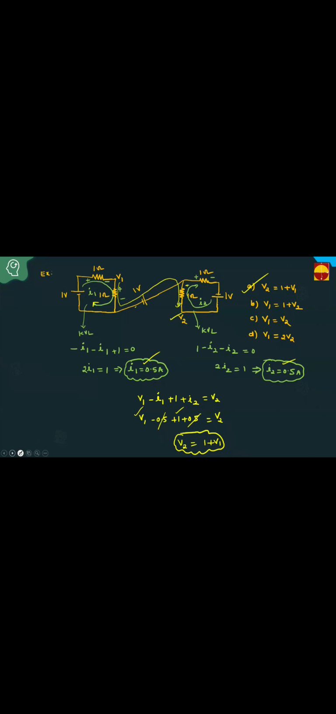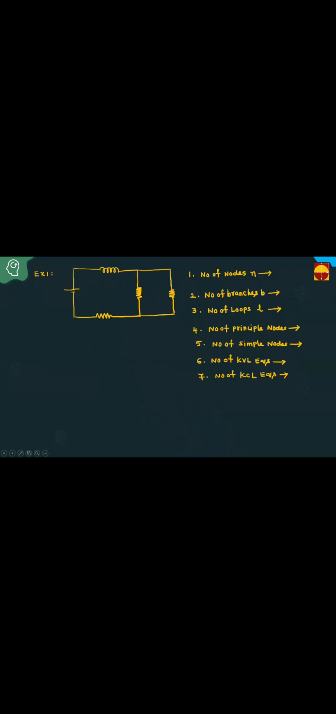After completing the equivalence in series connection and parallel connection, here is one circuit. This is L, this is R1, this is R2, and this is R3. This is V. Can anybody tell how many nodes are there in this circuit? This is one simple node, this is also one simple node, and this is one principal node.